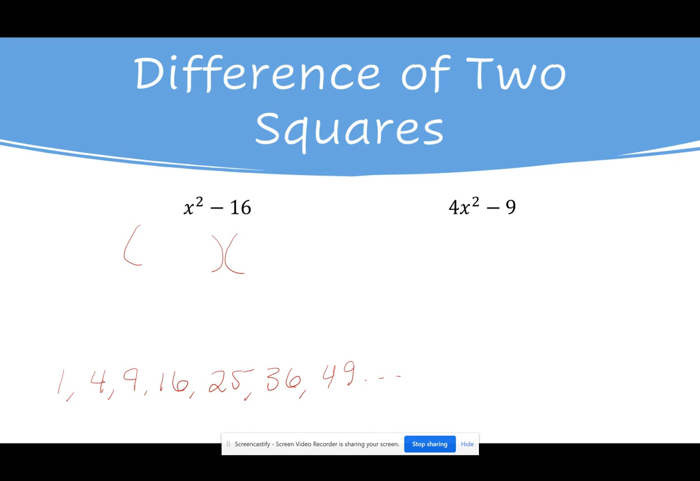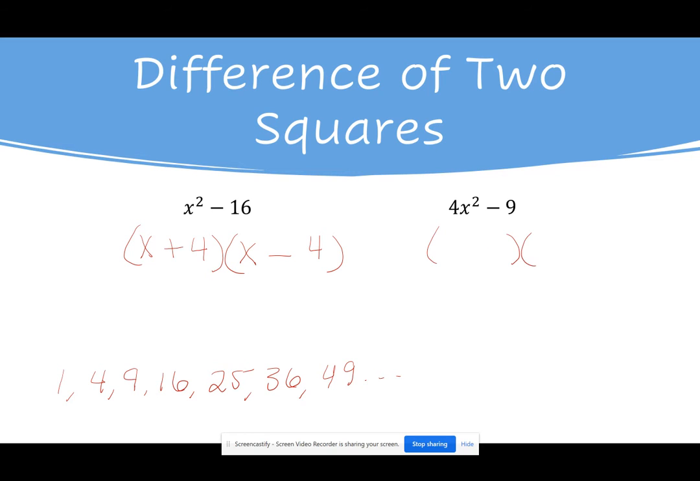What you're going to do is take the square root of your first term. The square root of x squared is just x, and write it in both first spots. Take the square root of the second one and write it in both of the second spots. The square root of 16 is 4, and then 1 is plus and 1 is minus. If we multiply this back out, we're going to get x squared minus 16.